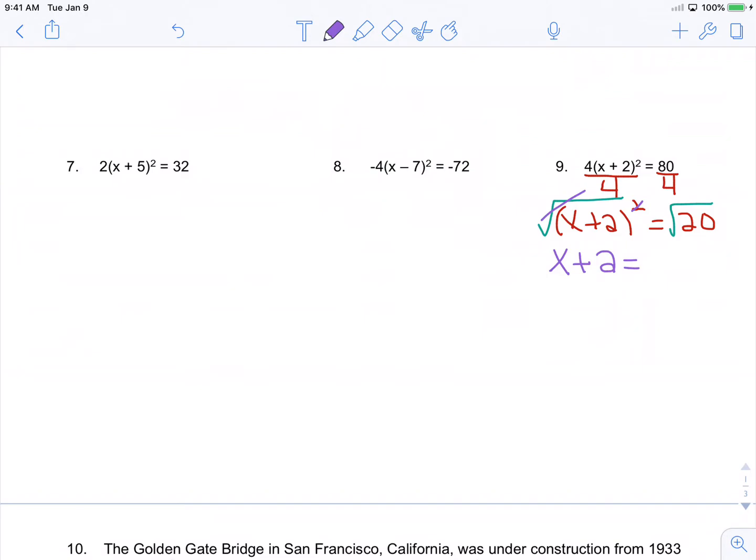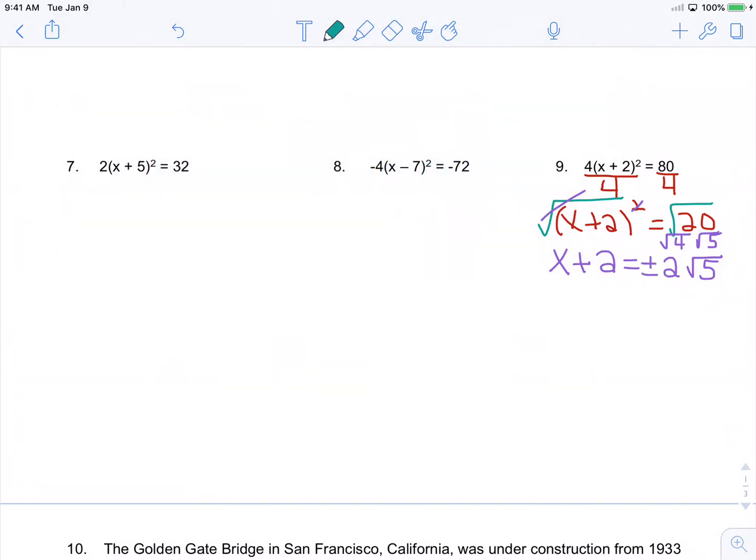And now I have to think of the square root of 20. What 2 numbers multiply to be 20? Well, 4 and 5 make 20. And the square root of 4 is 2. And then I keep the square root of 5. The third step is that plus or minus. So I isolated the parentheses, we took the square root, and now we have a plus or minus.